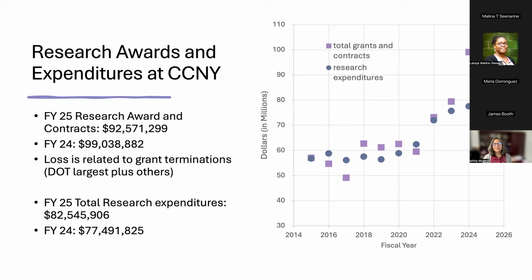I think, unfortunately, the reason why FY24 was a better year for us than FY25 probably has more to do with the fact that many of our grants were terminated this past year, and one in particular from the Department of Transportation, which was quite a large grant, and so it did impact our total research award and contract number. That's what's shown in the purple squares.